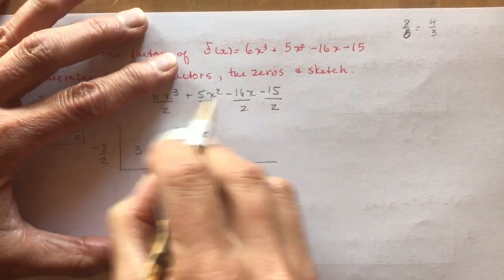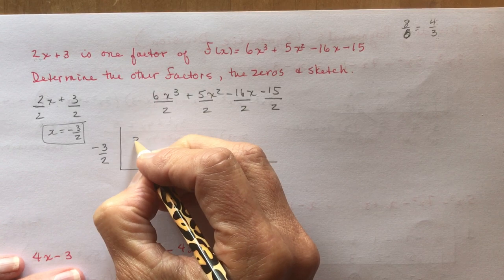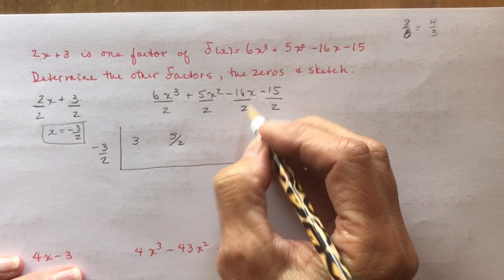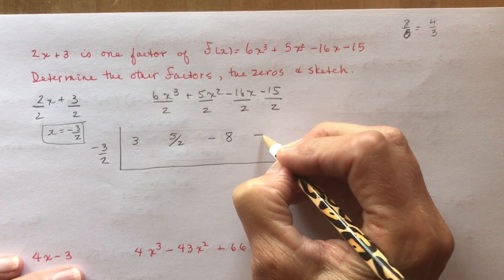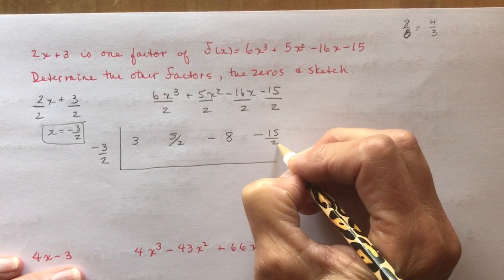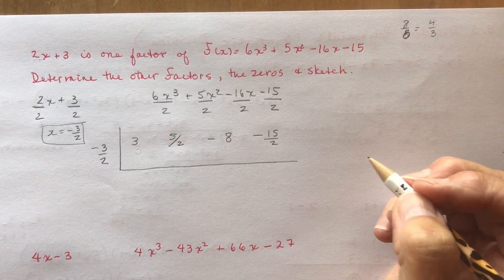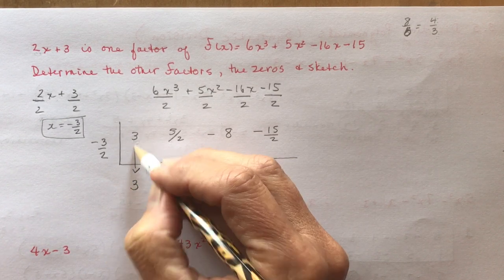I should leave some more space under here because I need to do the multiplying. So I have 3, 5 halves. This is going to be negative 8. Watch, make sure you keep the signs with them. And minus 15 over 2. And now I'm going to do the synthetic division part. So I bring down the 3. Remember, that's your first step, is to bring this down.